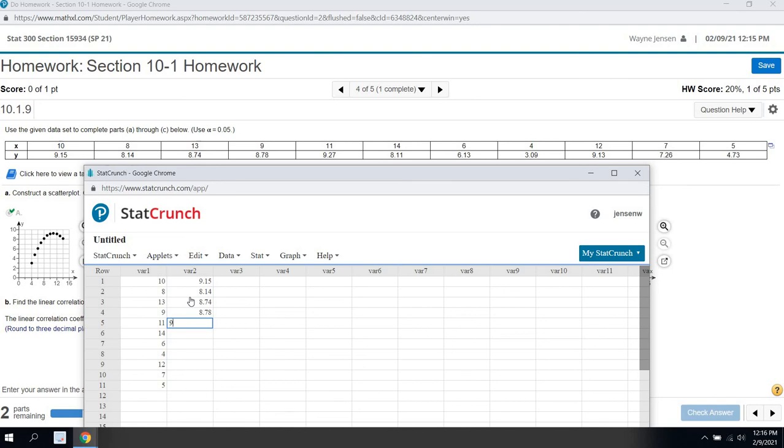The 11 had a 9.27. The 14 had an 8.11. The 6 had a 6.13. The 4 had a 3.09. The 12 had a 9.13. The 7 had a 7.26. And the 5 had a 4.73.